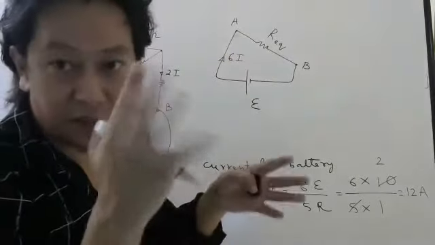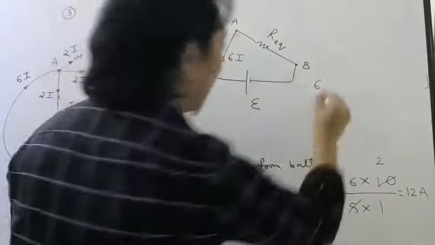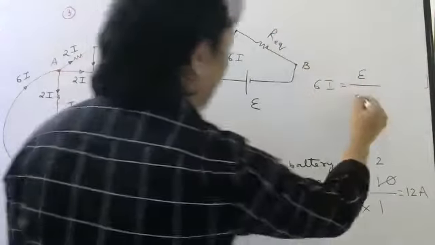Now apply Ohm's law here. Internal resistance is not mentioned. What will you get if you apply Ohm's law? Current is 6I, students, 6I. So 6I will be equal to EMF divided by the equivalent resistance.